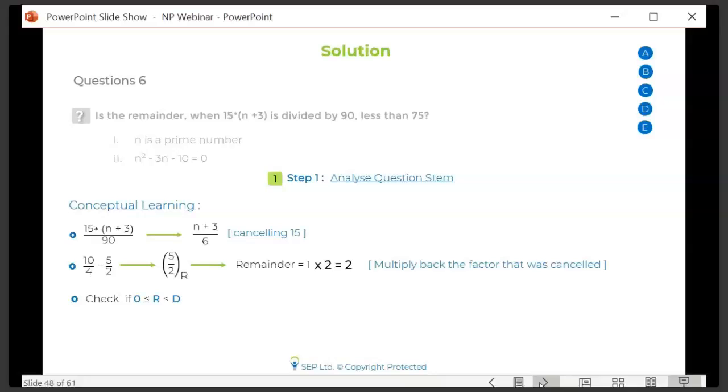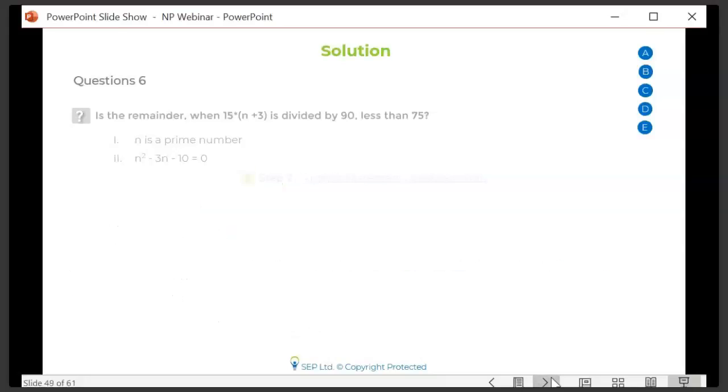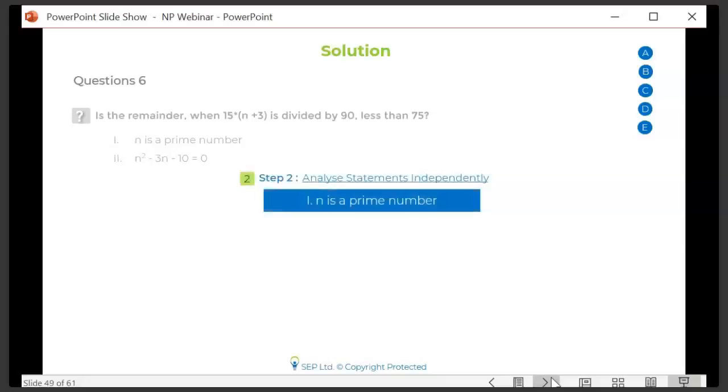So in this case, I'm cancelling 15 in the numerator and denominator, right? After cancelling it out, whatever remainder I get, I simply need to multiply back 15 and get the original remainder. That's all. This is a very simple, neat trick that you can keep in mind while solving divisibility questions. Now, let's come back to the statement with this learning in mind.